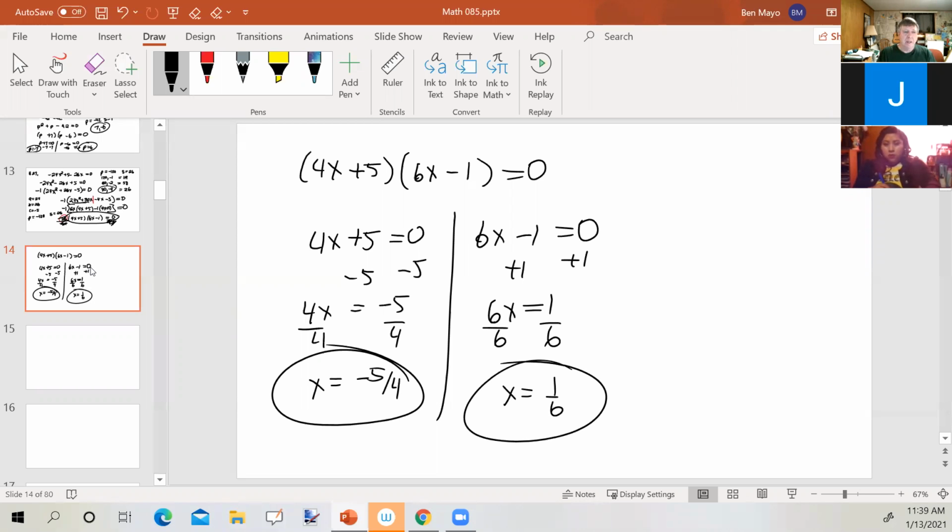All right? And be sure to follow the directions in WebAssign to write the answers separated by a comma. Okay? So like -5/4, comma, space, 1/6, like that.